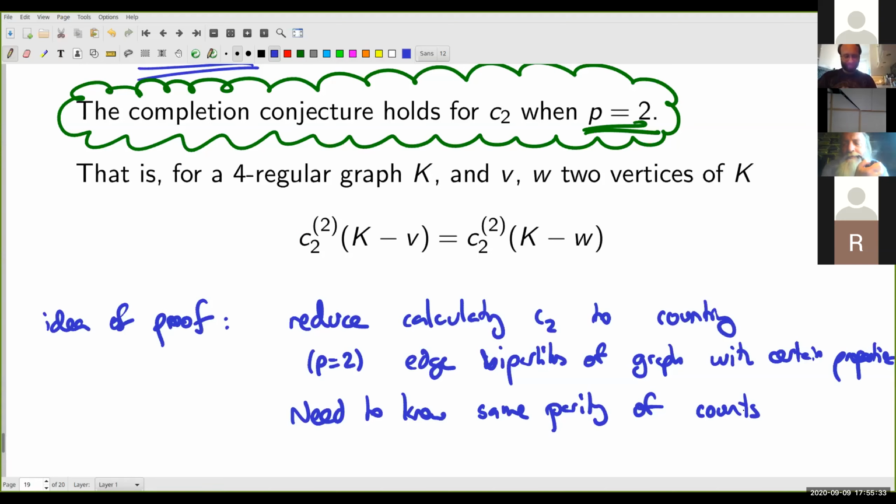Okay, how can I show that two counts have the same parity? Well, I've got to pair them up basically, and it doesn't matter if I pair them up within one of the sets or between the two sets. So I might as well just toss everything into one big set, all of the edge bipartitions for both graphs, and then I want some involution on that set, and that'll tell me it's even, assuming I find a fixed point free involution, and then I'm done. So find a fixed point free involution.